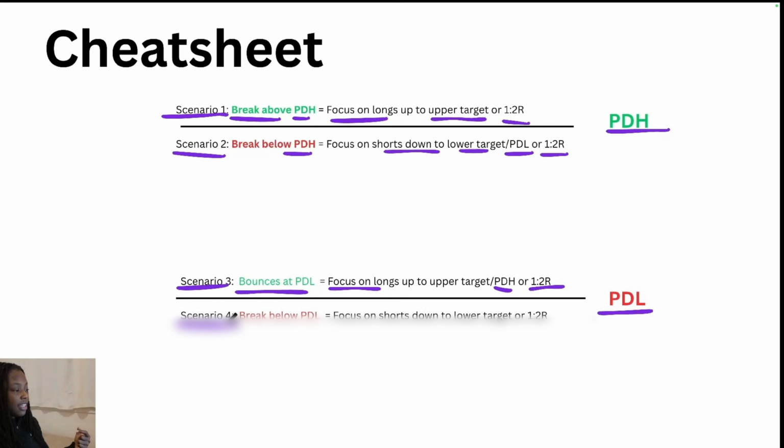Scenario 4 is the bearish case I just covered. If price breaks below the previous day's low, you want to focus on shorts down to your lower target or 1-2R. If you're just starting out and you're learning how to trade, I recommend you just focus on scenarios 1 and scenarios 4. If you're well advanced and you know how to trade reversals as well, then you want to add on scenarios 2 and scenarios 3.